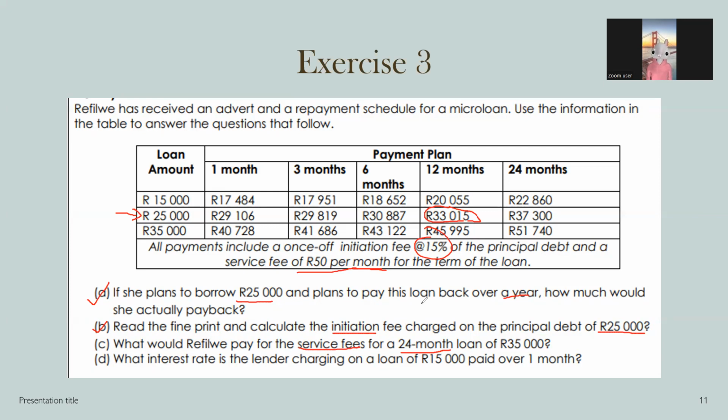So that amount and that amount. Okay, you're on the right track. So what do they say in the fine print? Service fee of 50 rand per month. So how many months? 24 months exactly. So all that you do is 50 times 24, exactly 1,200.